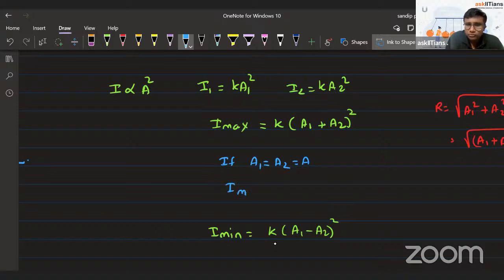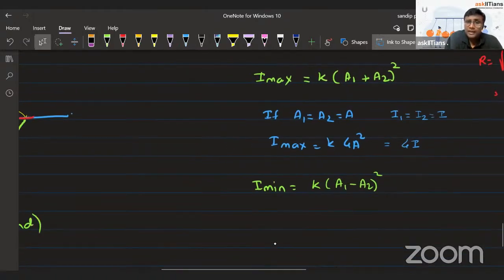Imax will be (A plus A) square, which is twice A square, let's say 4 times A square, or K is also there. Or we can also call this 4 times the original intensity, right? So if the original intensity of both of them is, let's say, I, so if A1 is equal to A2 is equal to A, then I can also say I1 is equal to I2 is equal to I. So I can also call this 4 times I.